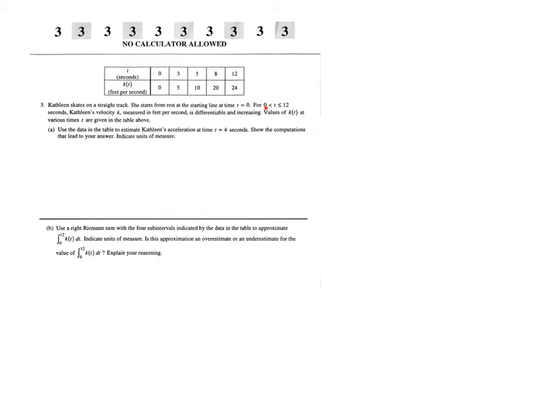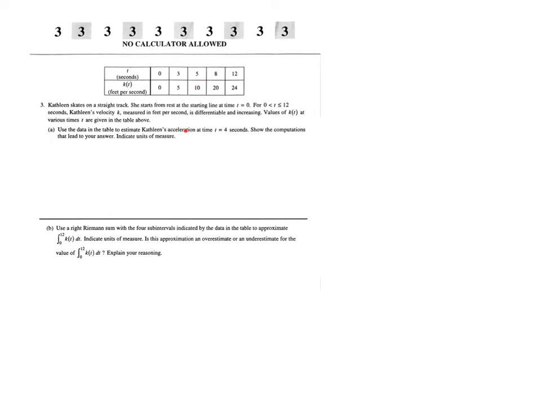It's defined for 0 to 12 seconds. And we've got our units of feet per second as far as the velocity goes. Time is going to be in seconds. And the first question says, use the data in the table to estimate her acceleration at time t equals 4. Really, really typical first question when we've been given one of these table problems.